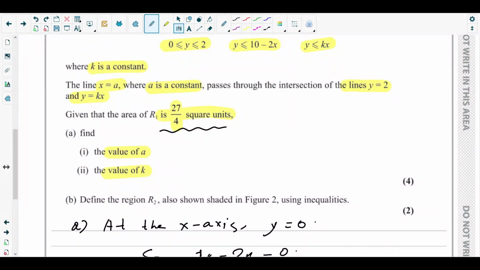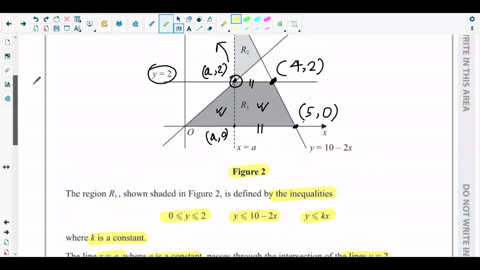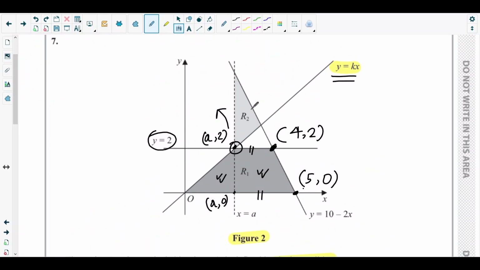Fine. Okay, next is part B of question number 9. So here the question is asking to define the region R2, also shown shaded in figure 2, using inequalities. Okay, so we need to define the region R2. Where is region R2? This is basically the region R2. So it's pretty simple to define it using inequalities. Just consider, look, the region R2, it's what? It's below the line 10 minus twice of x. And we can see that in region R2, the line 10 minus 2x, it is what?